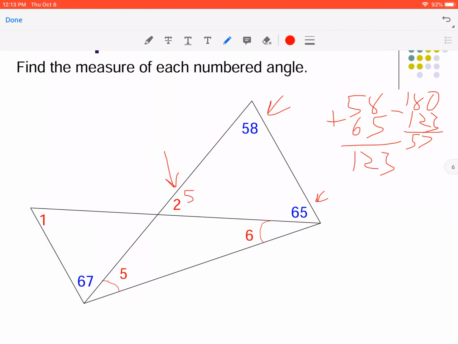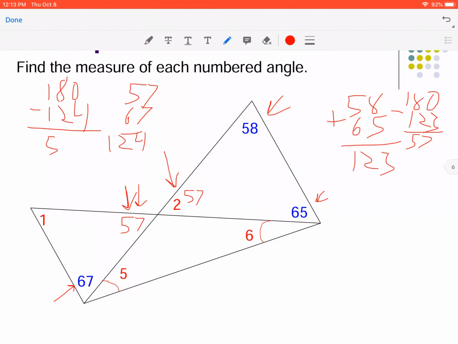Now, keep in mind, if this angle's 57, isn't its vertical angle right here also 57? So is that enough to solve for angle 1? You got 67 here and 57 here. So let's do 57 plus 67. So 57 plus 67 is 124. And then do 180 minus 124. That should give you angle 1. That's 56.